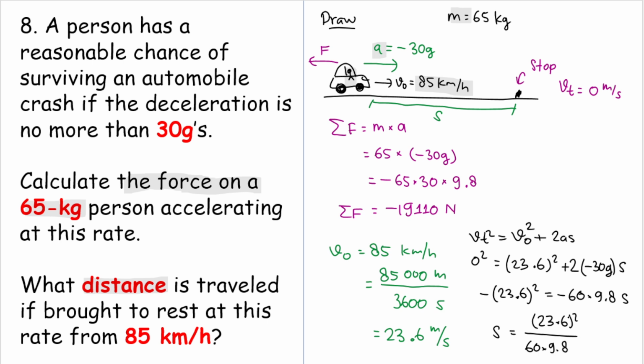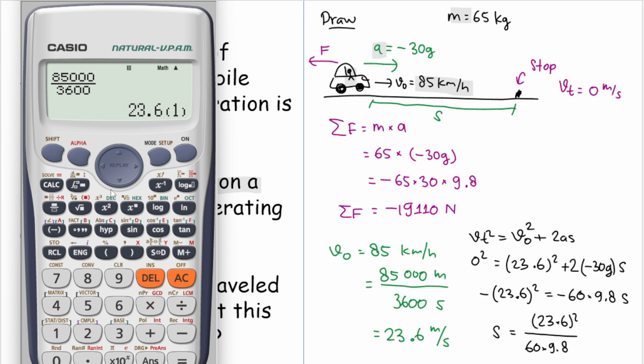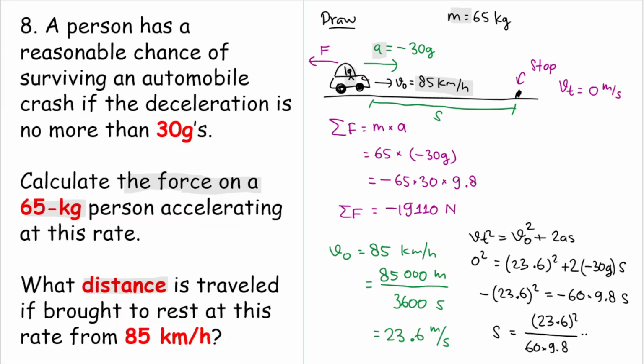And I think there is nothing we can do except punch this into the calculator, right? So let's do that. So we will have 23.6 squared divided by 60 and then times 9.8. Okay, and that will be 0.94. Okay, 0.95 I think. Let's see clearer. Yes, 0.95. So I have 0.95 and the unit here is in meter. Okay, and that will be our final answer.